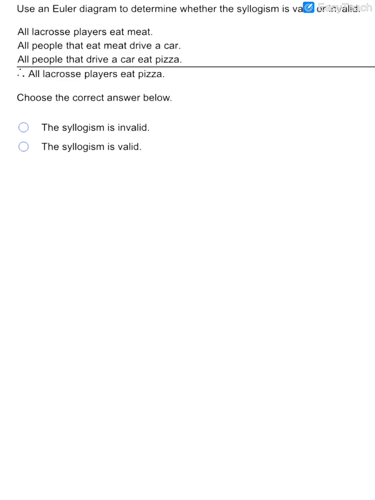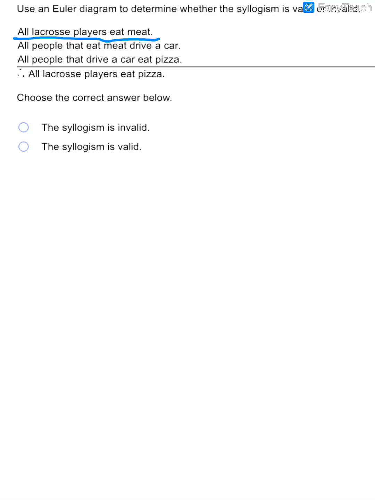In this video, we are going to learn how to draw an Euler diagram so that we can determine whether a syllogism is valid or invalid. So let's go ahead and start with the first statement. This statement says, all lacrosse players eat meat.